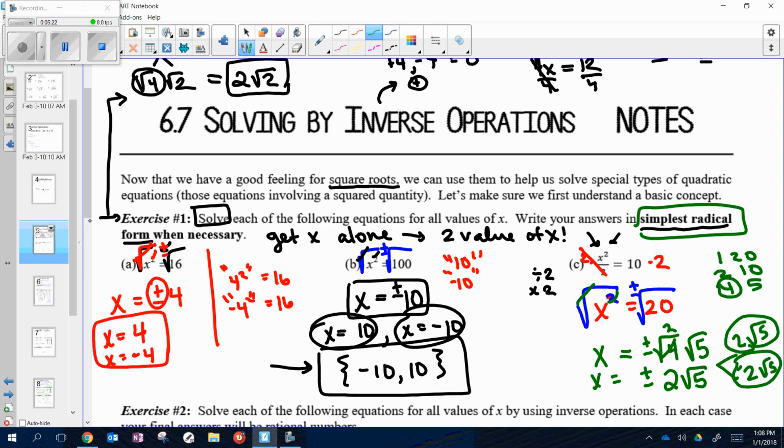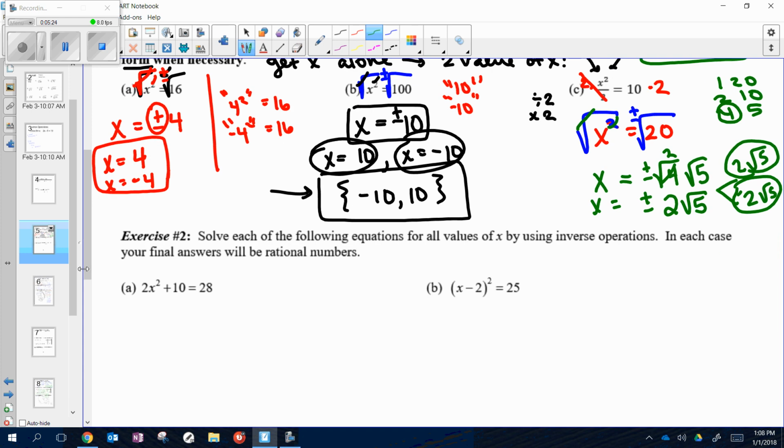Positive and negative. In exercise 2, we're going to solve each of the following equations for all values of x, which means get x alone. There's probably going to be 2 because we're looking at quadratics by using inverse operations. Our answers are going to be rational numbers this time as opposed to irrational, so we will not see any square roots of 5 like we did in the last one. We're just going to see fractions or whole numbers.